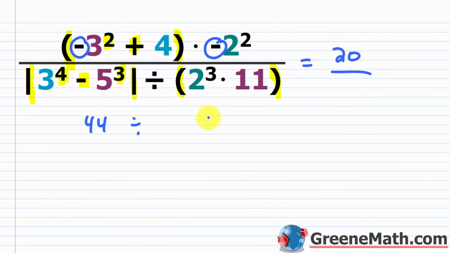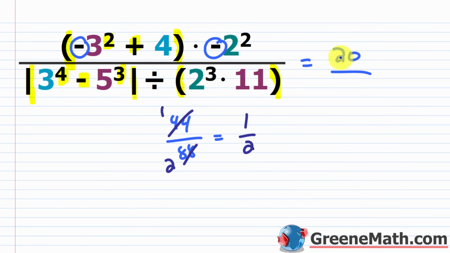Then divided by, inside of here, you have this exponent operation, and then you have this multiplication. So 2 cubed is 8, okay? And then 8 times 11 is 88. Now, this is division here. If you do this on a calculator, you're going to get 0.5, but I think it's probably a little bit better, okay? If you did something like 44 over 88 as a fraction, and then we reduce this guy by saying this is divisible by 44 becomes 1. This is divisible by 44, it becomes 2, right? 88 divided by 44 is 2.